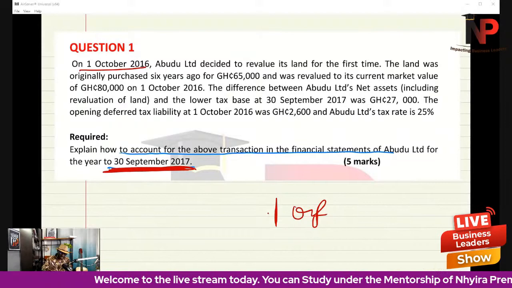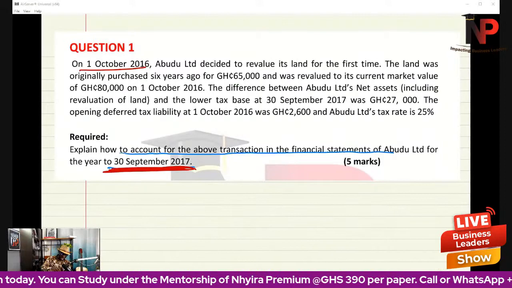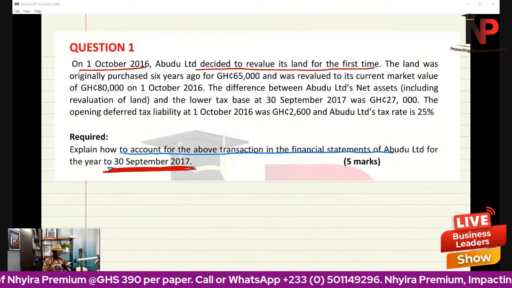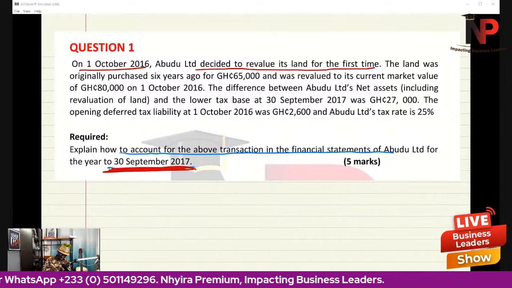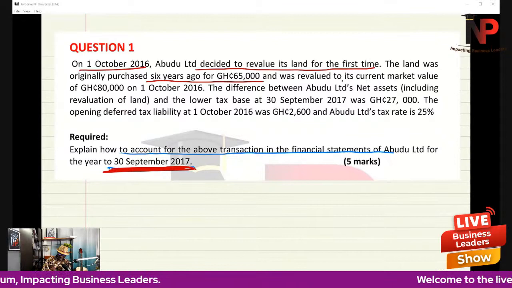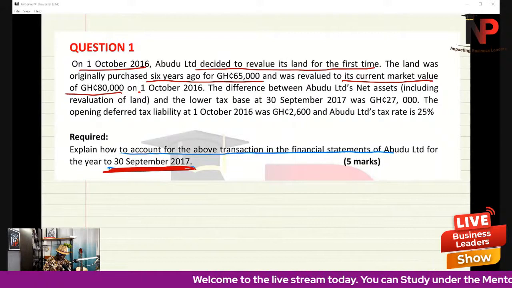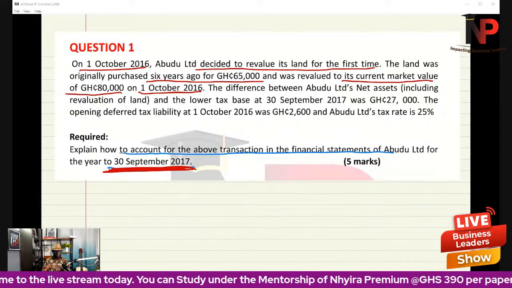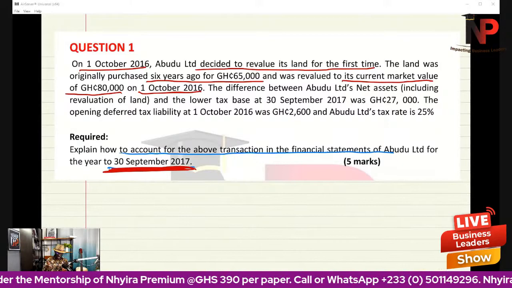So let's see the information that the examiner is going to be giving to us. Abudu Limited decided to revalue its land for the first time. Keyword, for the first time. The land was originally purchased 6 years ago for $65,000 and was revalued to its current market value of $80,000 on 1st October 2016. So it is very important to understand exactly what is going on in relation to this question so that you can understand what is coming in.